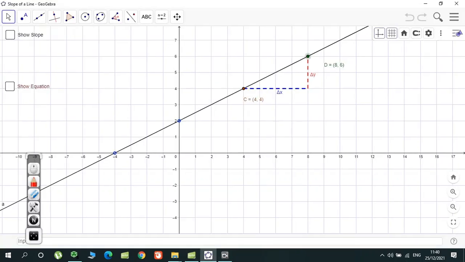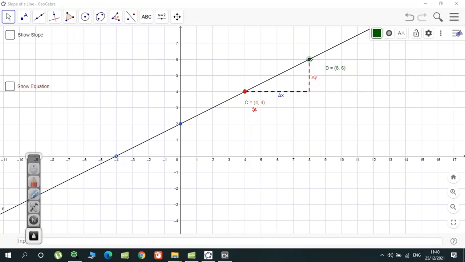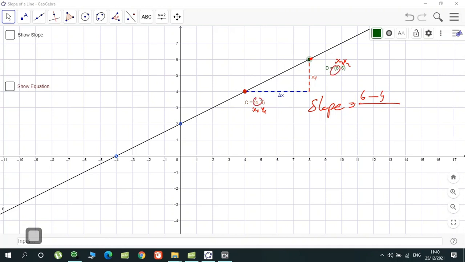Let me show that. I have two points, C and D, with x1, y1, x2, y2. How do we calculate the slope? Slope equals 6 minus 4 over 8 minus 4. 6 minus 4 is 2, over 8 minus 4, which is 4. 2 over 4 equals 1 over 2. Our slope is positive 1 over 2, as you see.